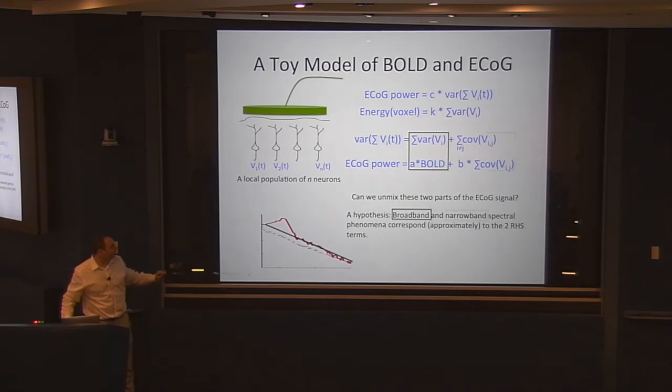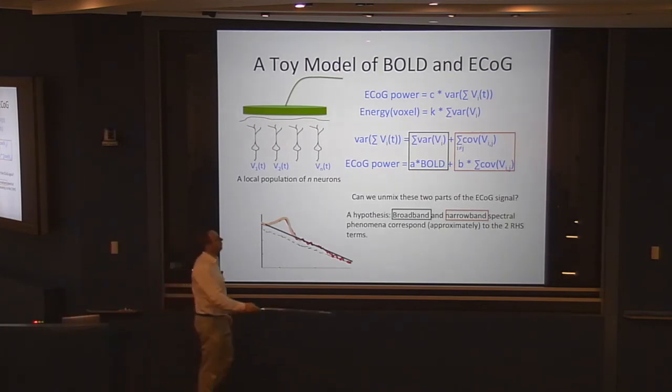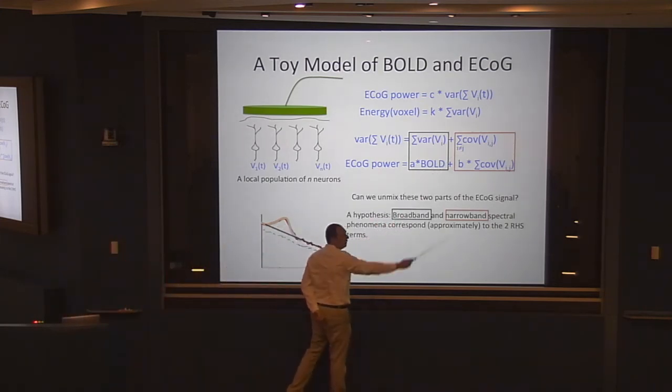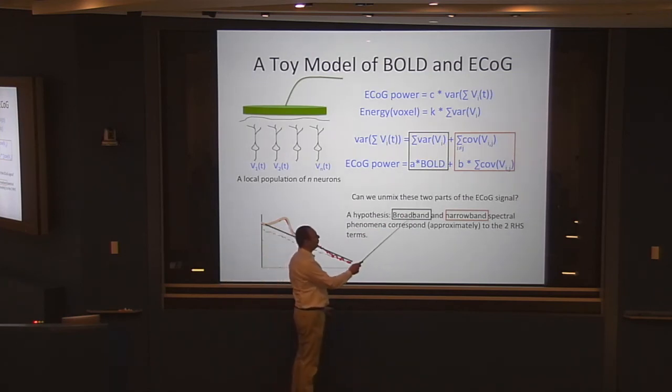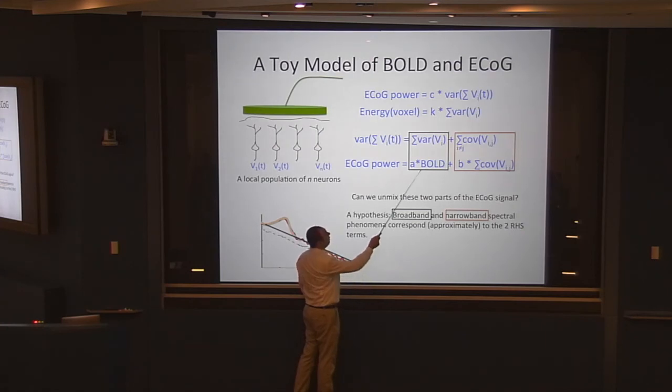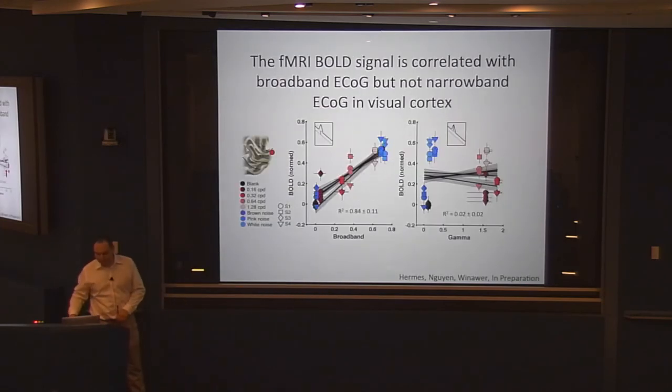And that the rhythms we might measure, narrowband rhythms or steady-state visual evoked potentials or things like that, reflect something about the covariance, the correlation structure of the neurons. And so if we can separate our spectrum into a signal like this and a signal like this, we may get one part that correlates with the fMRI signal and one part that doesn't. And it turns out that that seems to be at least approximately true.